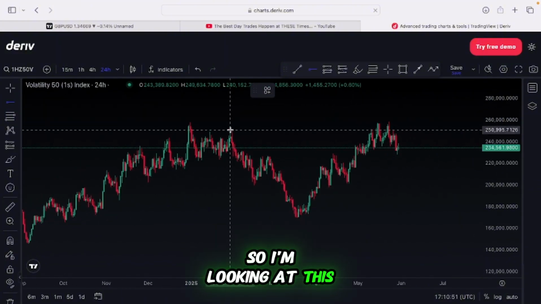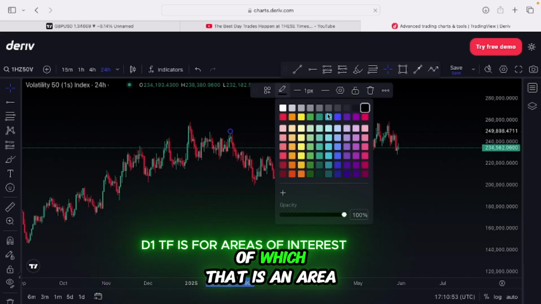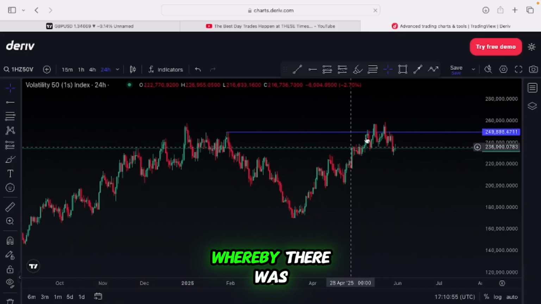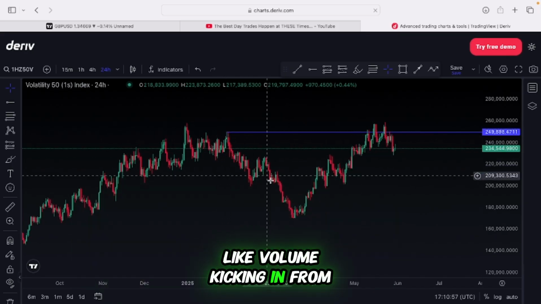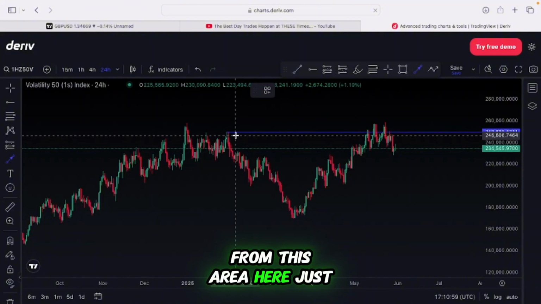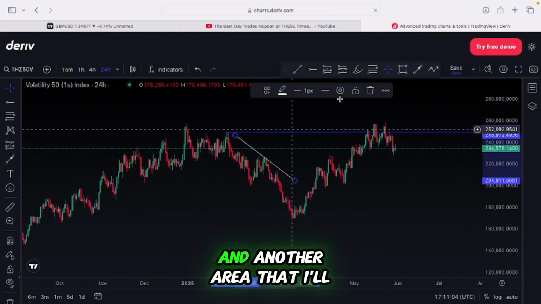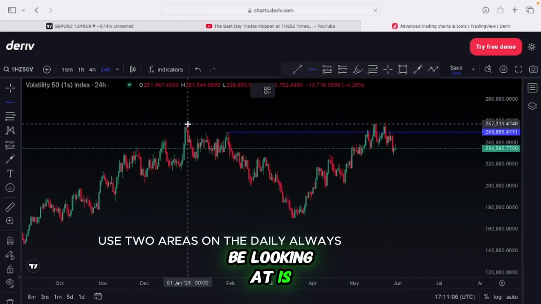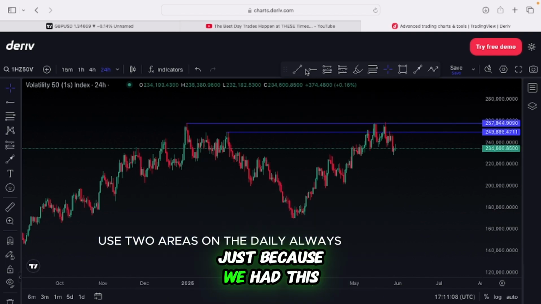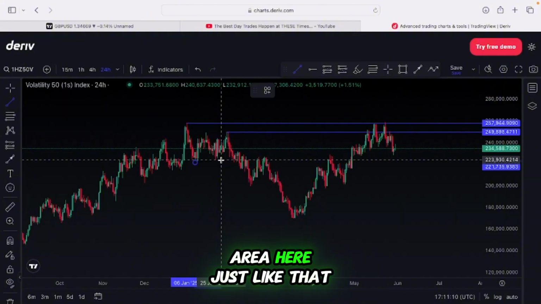So I'm looking at this first area, which is an area of interest whereby there was volume kicking in from the market from this area here, just like that. Then the market sold off from that area, and another area that I'll be looking at is this one here, just because we had this area here, just like that.